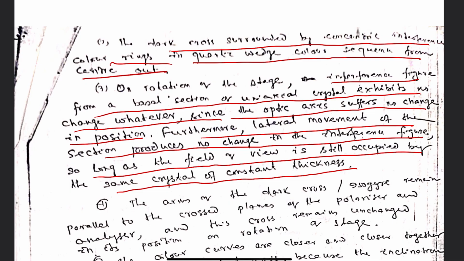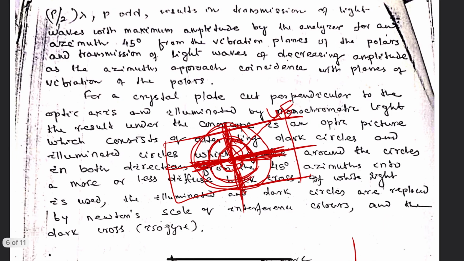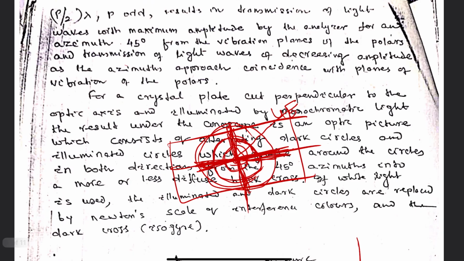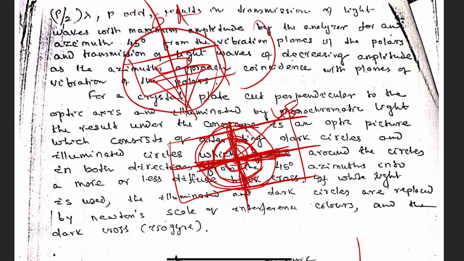So, when we have taken a section, this is the optic axis, and rings of light are there. So when the stage is being rotated, the optic axis position is found to be fixed. It is not changing.